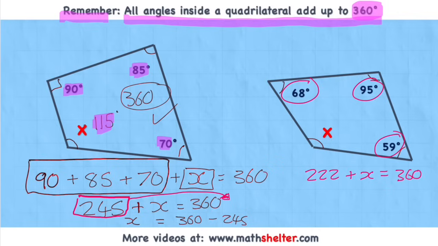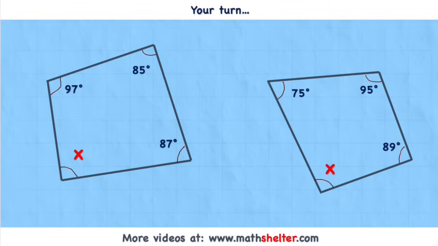But to get X on its own, I can do 360, subtract my 222, should equal X. And 360 subtract 222 is 138. So 138 equals X. So my X in this angle is 138 degrees. Simple. So now it's your turn.